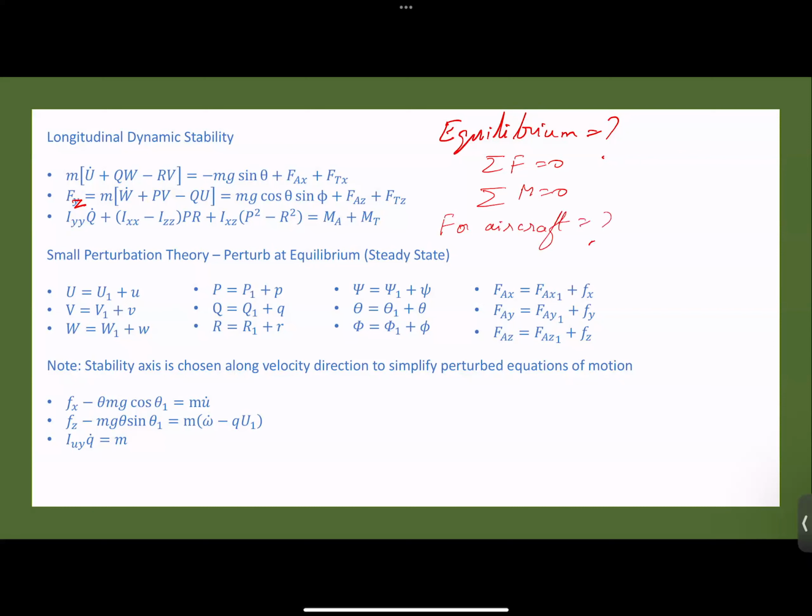What is the equilibrium point of an aircraft? We're reaching the end of this course, so you should be able to tell me what the equilibrium point of an aircraft is.